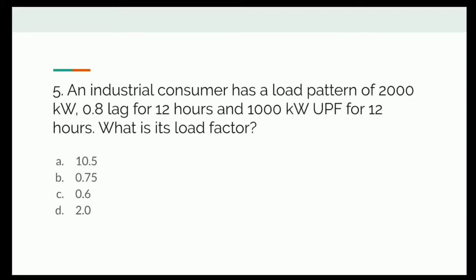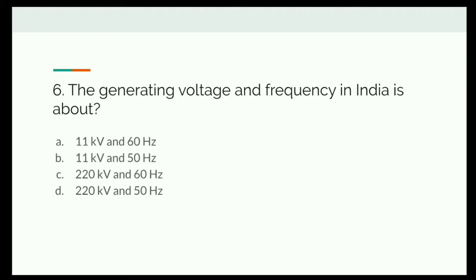Next question. An industrial consumer has a load pattern of 2000 kilowatt, 0.8 lagging power factor for 12 hours and 1000 kilowatt, unity power factor for 12 hours. What is its load factor? Option A 10.5, B 0.75, C 0.6, D 2.0. And the correct answer is 0.75.